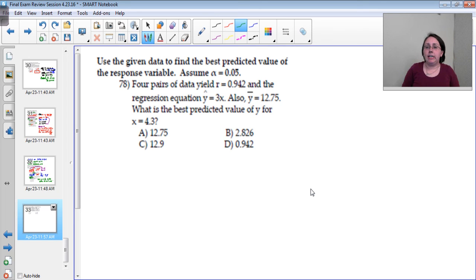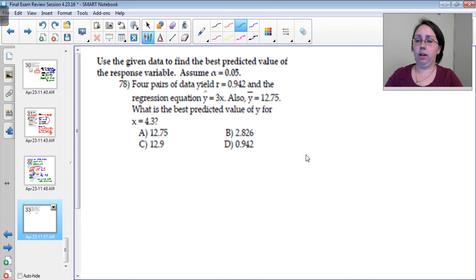Alright, use the given data to find the best predicted value of the response variable. Assume alpha equals 0.05. Anybody know what chapter this is? 10! Yay! Alright, so don't forget, if you missed class, you can watch the videos on Blackboard.